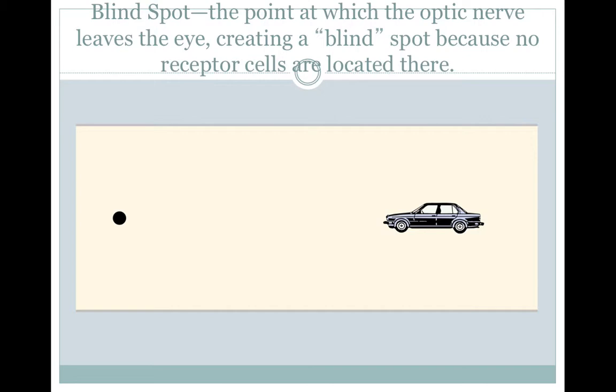This is a little fun activity to test and see where your blind spot is. You can cover up one eye, focus on the dot, and when you move the book or the PowerPoint away at a distance, the car actually disappears. Magical.